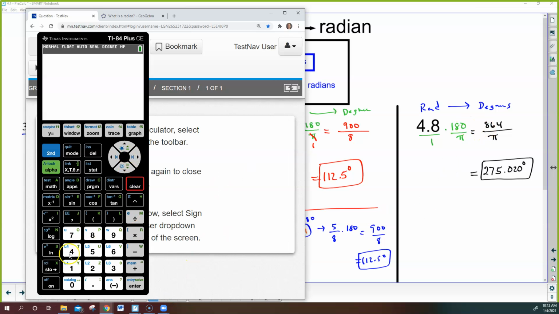So I just want to do 864 divided by pi, and you can see that pi button right there. So I'm going to go second, the caret up symbol, or the pi button. And then there's my answer. Notice the 7 would round the 9 to a 10, and then that would round this to a 0.20. I round to 3 decimals.